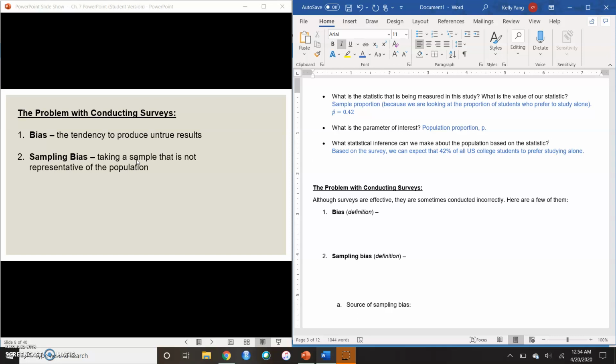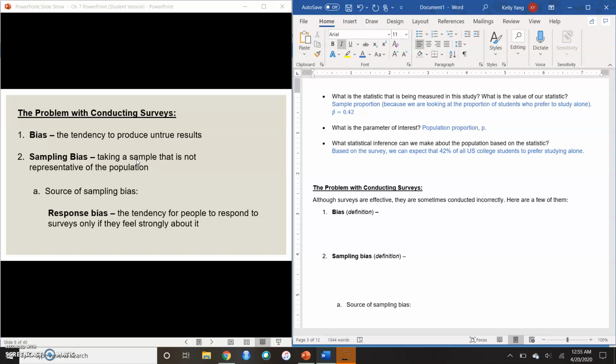Specifically, we're going to be looking at sampling bias. Sampling bias refers to taking a sample that is not representative of the population. So this is an issue with the samples that you are taking. A source of sampling bias would be response bias, the tendency for people to respond to surveys only if they feel very strongly about it.